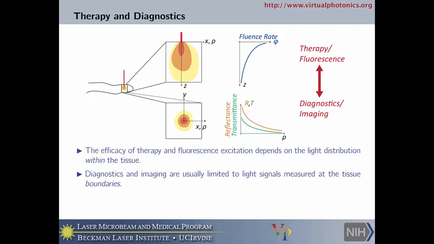This is light that's entered the tissue and multiply scattered and come back out. Here, there's some sort of decay in the radial direction or on the surface. So this is the surface depiction. And you can measure this either in reflectance or in transmission. And so you're limited to the light signals measured at the tissue boundaries.